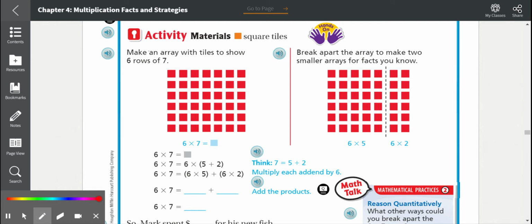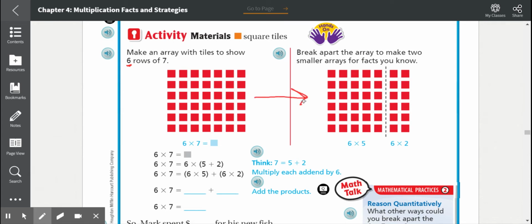Okay, so make an array with tiles to show 6 rows of 7. So we have 1, 2, 3, 4, 5, 6. There's the 6, and of 7. 1, 2, 3, 4, 5, 6, 7. This is showing 6 times 7. Okay, let's move over here. So here, we know that we can break apart this array. Let's not break apart the 6, let's break apart the 7. So this is the same array over here.